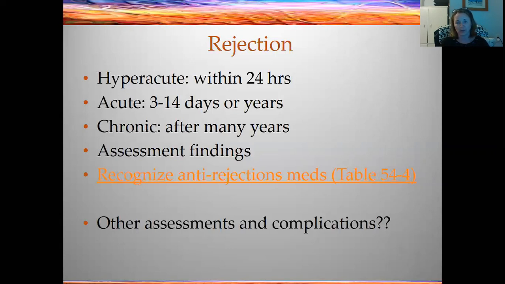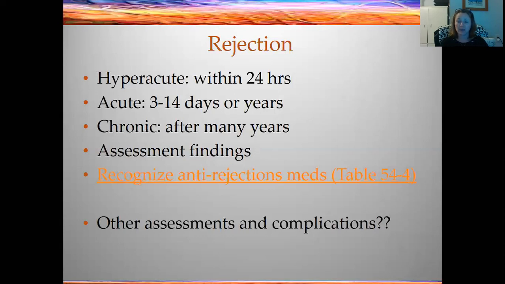How heartbreaking would that be, that it had to be taken out 24 hours or less after it got put in. So if you see a reaction within 24 hours, it's a no-go, and that organ's going to have to come out. Super heartbreaking.